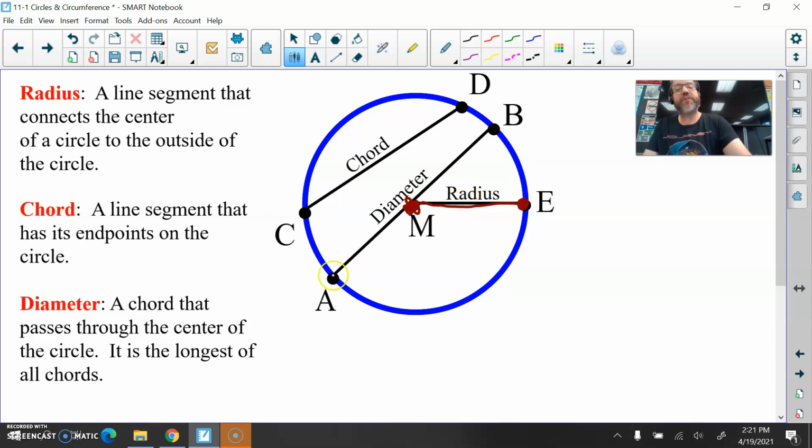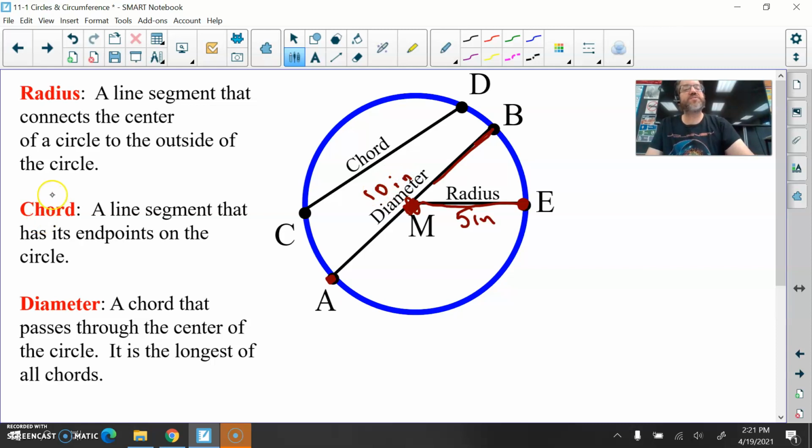A diameter is this measurement going all the way across the circle, passing through the center. And actually, the radius is exactly half the length of the diameter. The reverse of that is true too. The diameter is always double the radius. So if the radius was 5 inches, this diameter would have to be 10 inches.